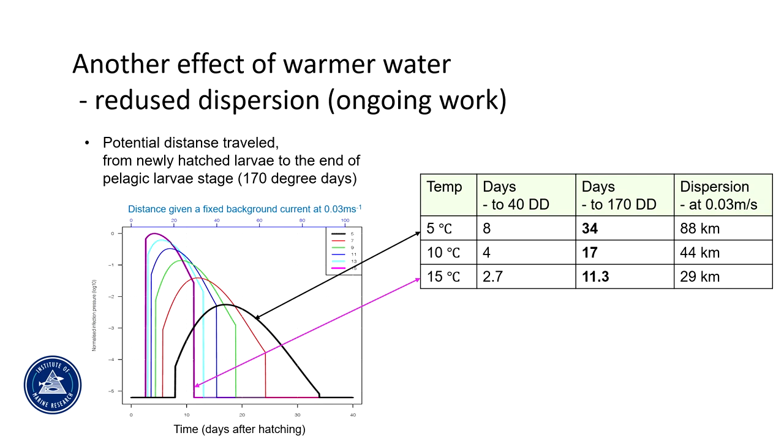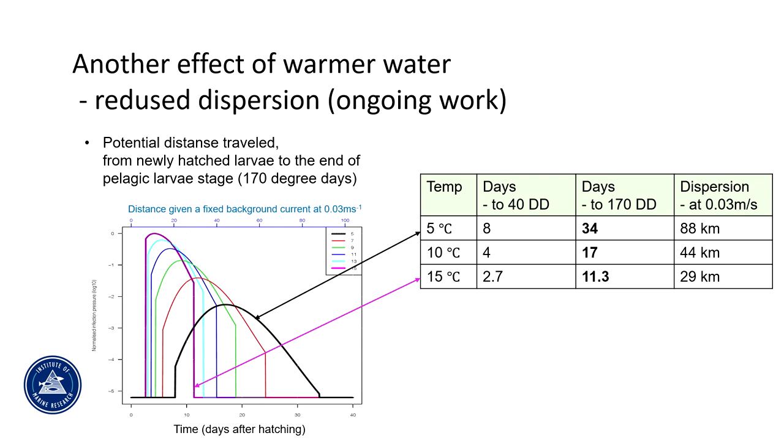Another effect of warmer climate is that the potential dispersion distance might be reduced. And for example, at 5 degrees, it takes 34 days before the larvae reach 170 degree days, which is assumed to be the end of the free swimming larvae stage. And the number of days in the infective window decreases as the temperature goes up, as seen in the figure and in the table.